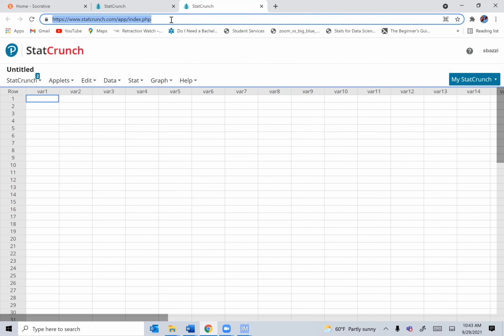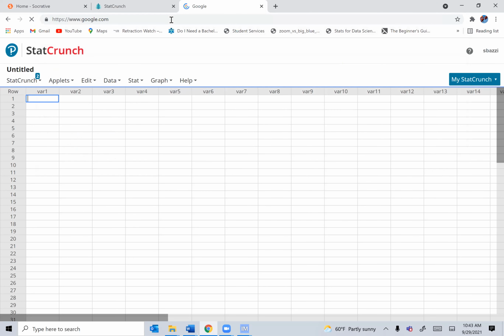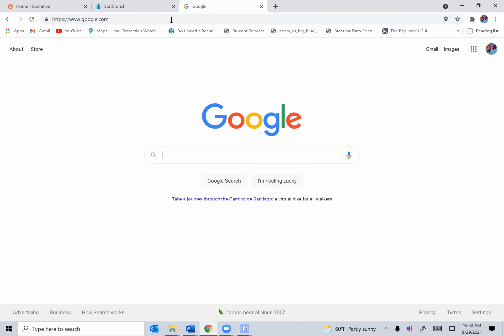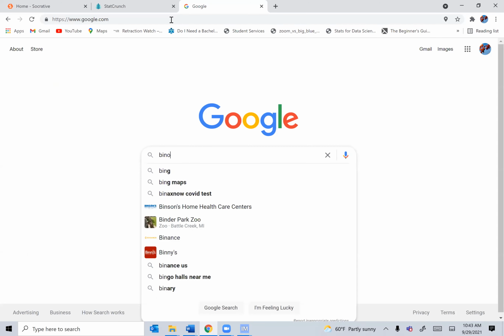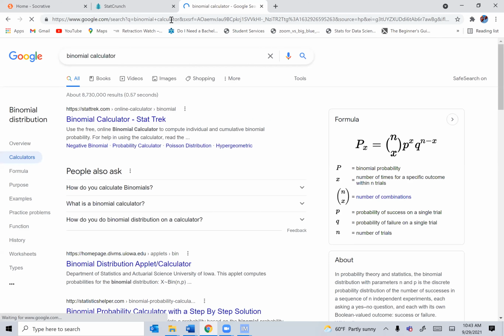Not only can you use it in StatCrunch, guys, I'm just going to show you that you have a lot of options for the binomial calculator. If you just Google binomial calculator, and here you go, there is one. You see the formula, guys, that I used? That's the formula. That's the highlight of this chapter.